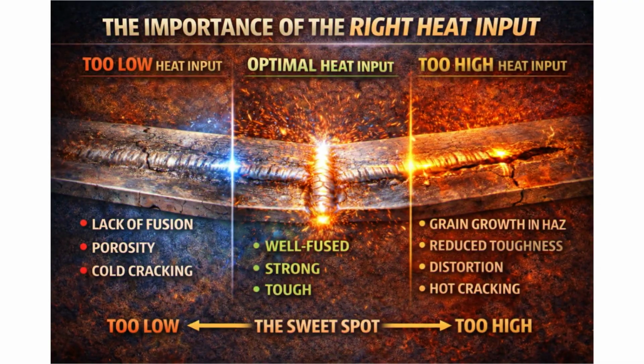Too low heat input, and you risk lack of fusion, porosity, and cold cracking, especially in high-strength steels. Too high heat input, and you get excessive grain growth in the HAZ, reduced toughness, distortion, and hot cracking. The sweet spot, the optimum heat input, gives you a well-fused, strong, and tough weld.